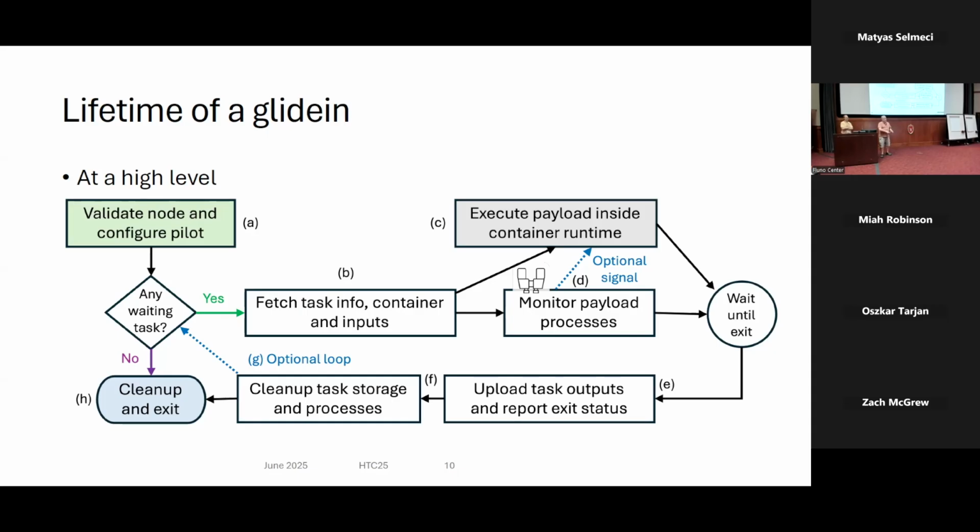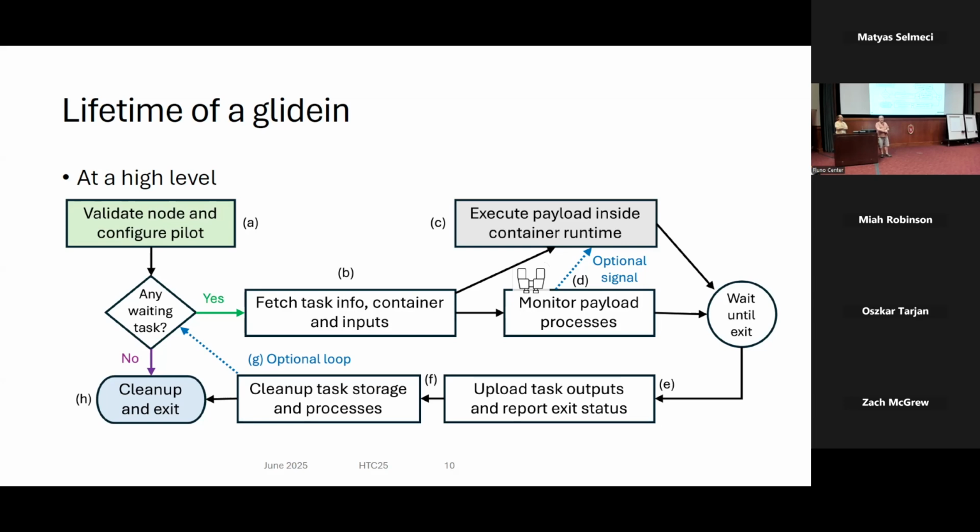Whether the task exits of its own accord or the pilot had to terminate it early, the pilot then gathers up all the output, which can include the final resource usage, any output files, the exit status of the task, and reports those back to the source scheduling system. The pilot then cleans up all the resource usage of the task, files, processes, anything that may have been left behind, and then optionally goes into a loop, sees if there are any additional tasks that it should run.